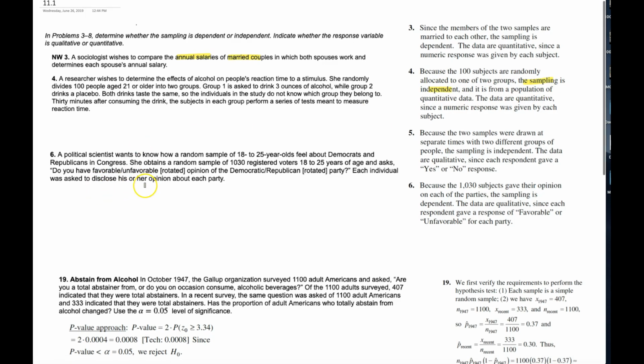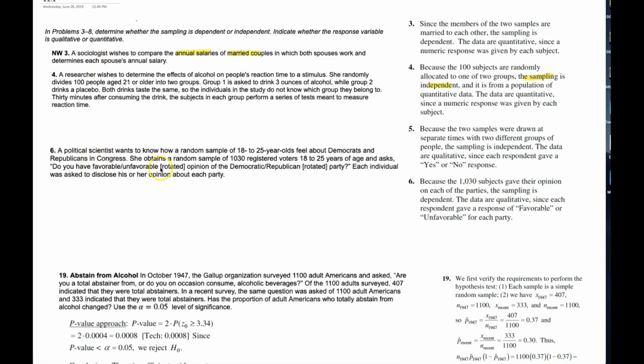And then number 6, you're looking at, again, a dependent situation. They want to obtain a random sample of voters and ask them to give their opinion. The key in this one is that they're looking at the same group of people. You're asking the same person for their opinion of Democrats and Republicans, and they're going to compare within the same person, so that's matched up together. One person's opinion is being compared. So that, again, would be dependent sampling there for you.